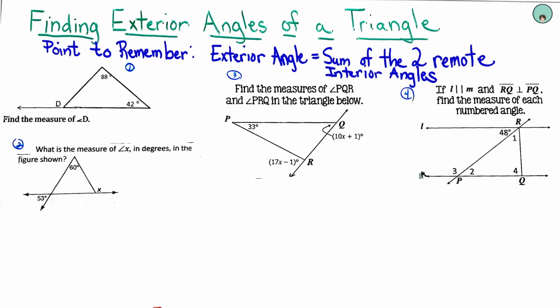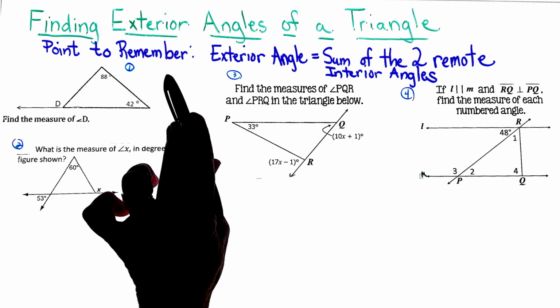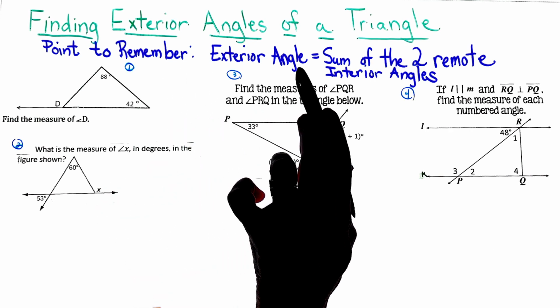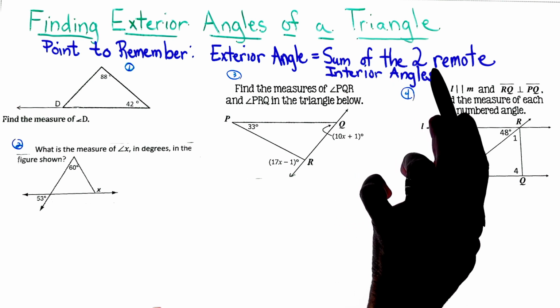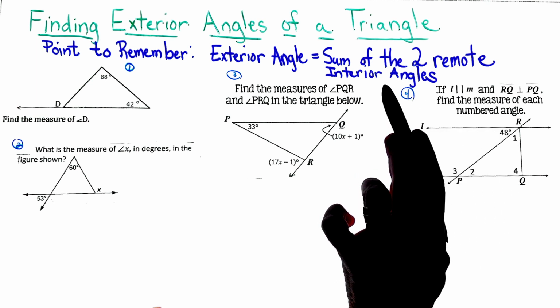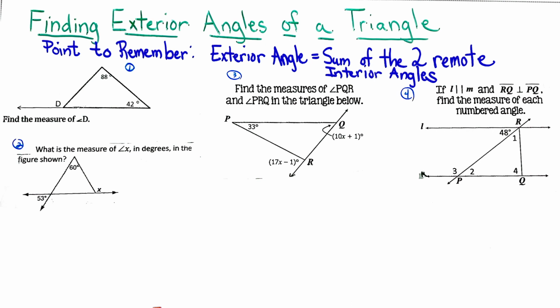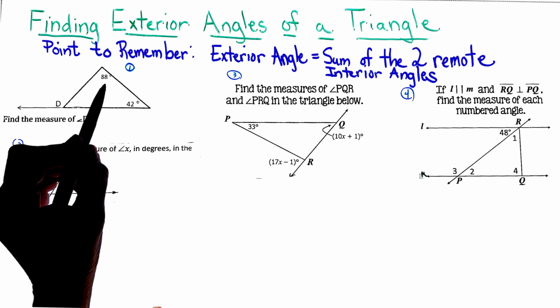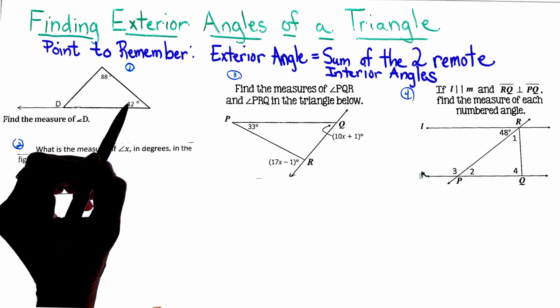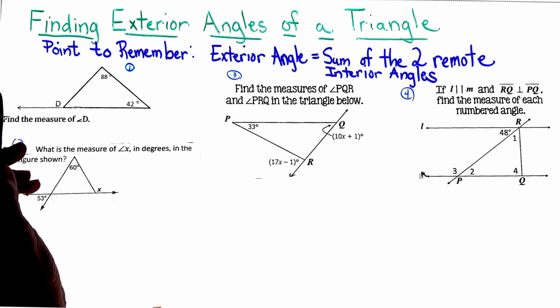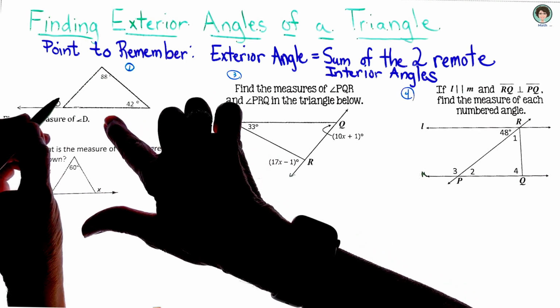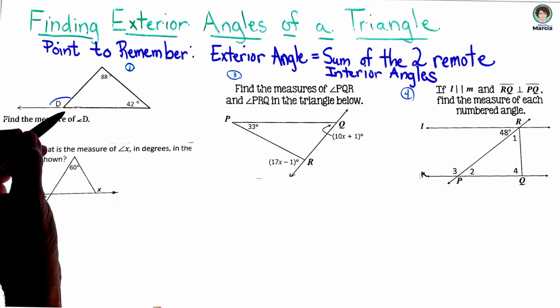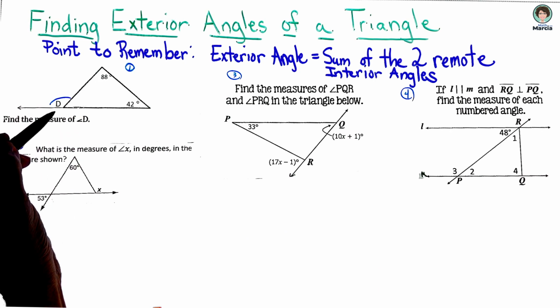In this lesson, we will be finding exterior angles of a triangle. So we're talking about angle measurements. The point we need to remember is that an exterior angle is equal to the sum of the two remote interior angles. So let's look at number one, because it really does show you what a remote, these are our two remote interior angles. And this is our exterior angle.